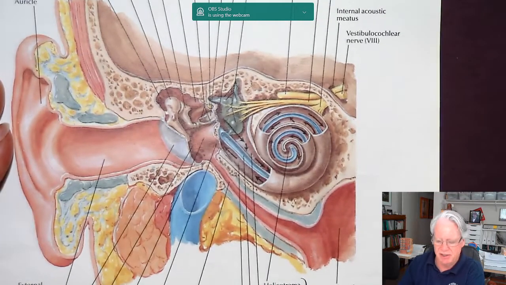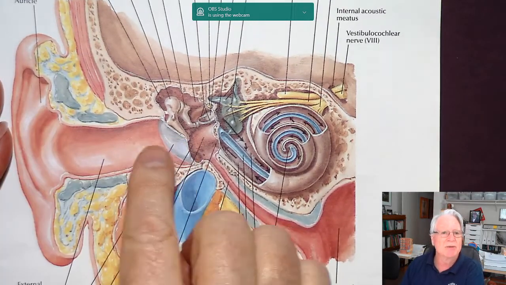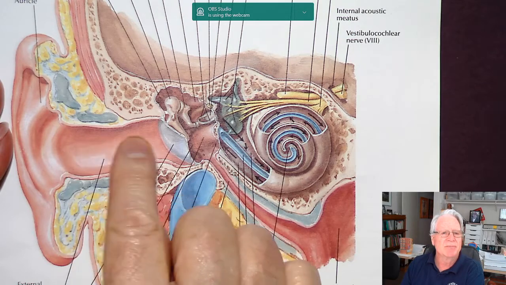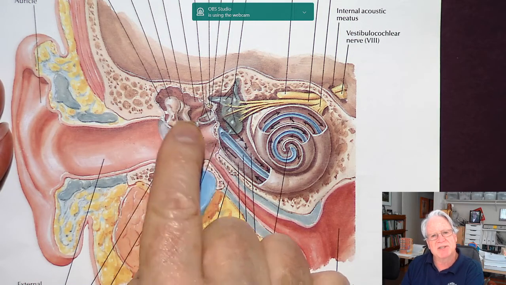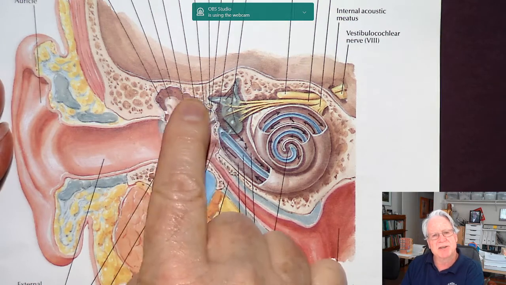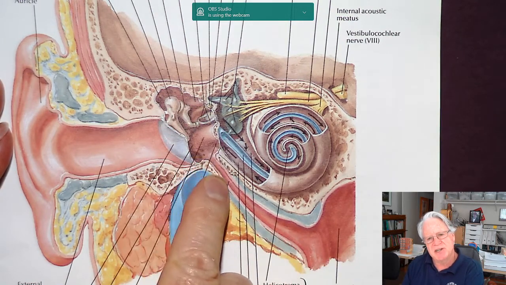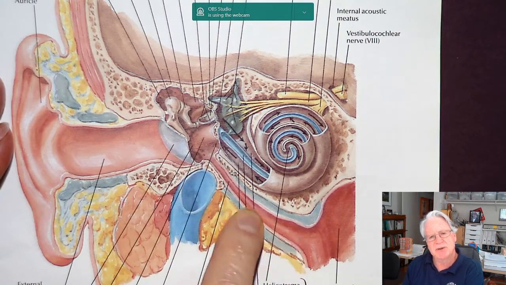Now this, as I said, is from Netter's book. So here's my outer ear. And then there's my eardrum. And then I have a space right here. That's called the middle ear. And you see that Eustachian tube? That tube we've talked about.